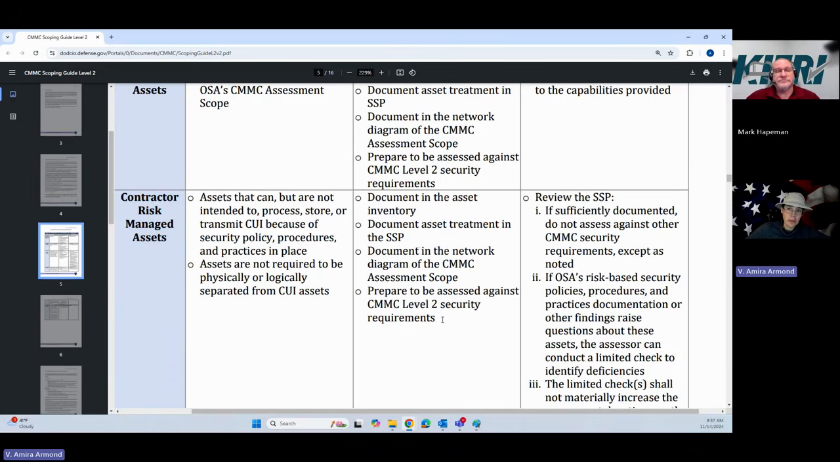Back before the final rule came out, generally most assessors were kind of like, CRMA don't need to be secured. Okay. And I know lots of companies that followed that philosophy of, they're not supposed to deal with CUI, so we don't have to do anything. We don't have to have firewalls, no antivirus. We don't have to patch them, vulnerability scan, nothing. So it's that can, assets that can.